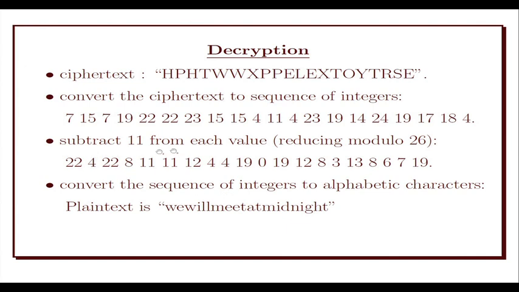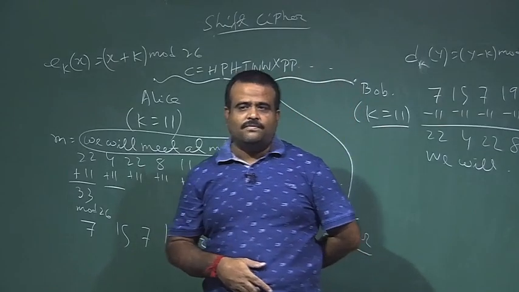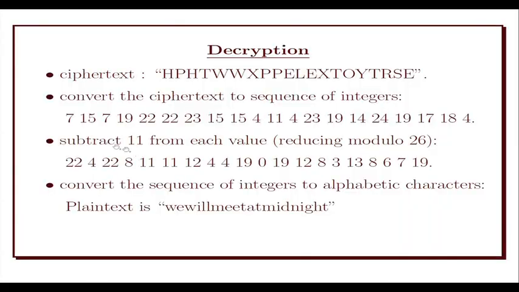So, Bob is just subtracting 11, the secret key shared between Alice and Bob, and gets back the corresponding plain text, and then Bob converts this integer to the alphabet and gets back the message sent by Alice. So, this decryption is done by Bob. So, Bob will get back the message.